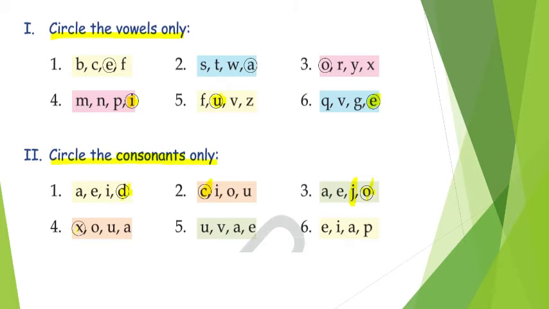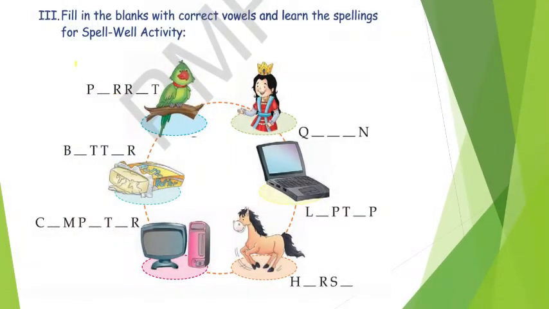Now the fourth one we have X. X is a consonant here. In the fifth one we have V. V is a consonant here. In the sixth one we have P. P is a consonant. Alright. Now let's move on to the next exercise.